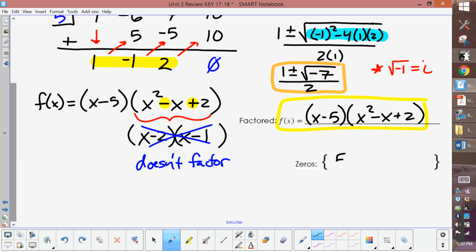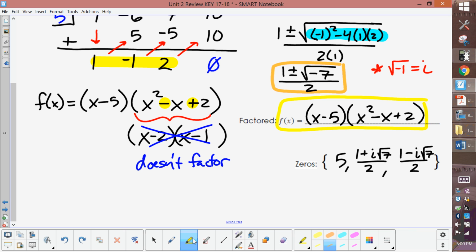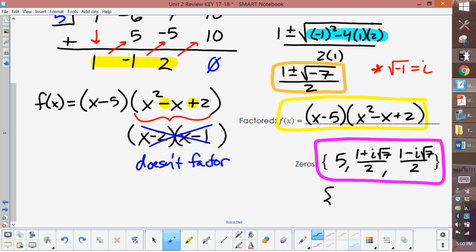So I know 5 is one of my zeros. And I've got 1 plus i times the square root of 7 over 2. That's one of my zeros. And I've got 1 minus i times the square root of 7 over 2. And those are my final answers. Now, if you combine these, that's fine as well. In fact, that's how I usually do it. If you wrote 5, comma, 1 plus and minus i square root of 7 divided by 2, that is the same thing.